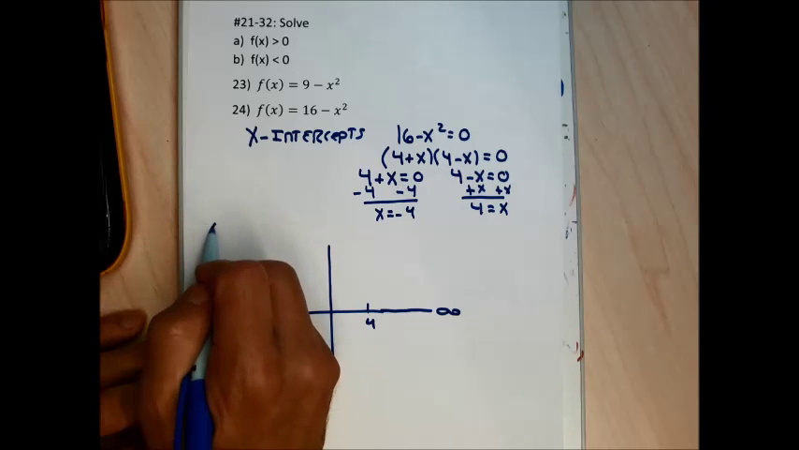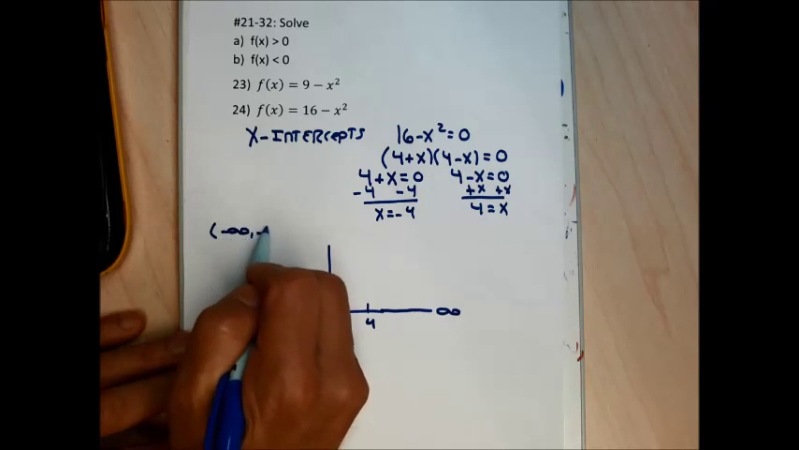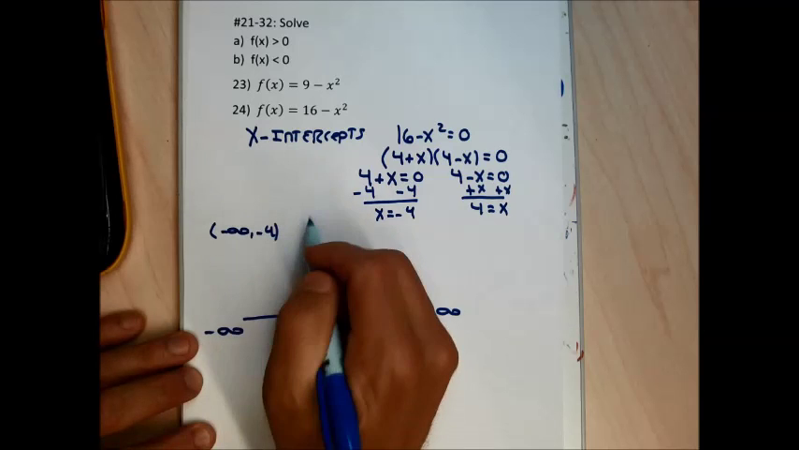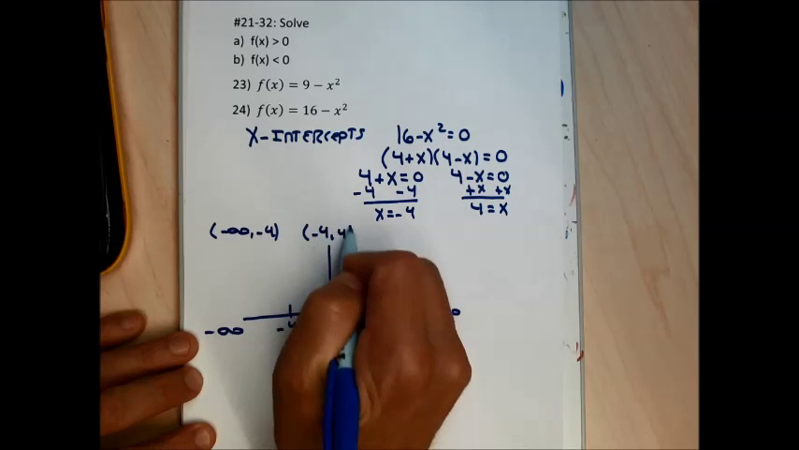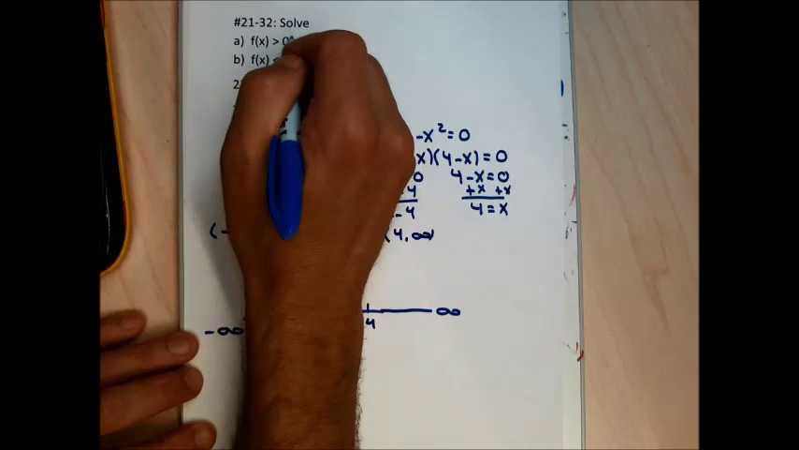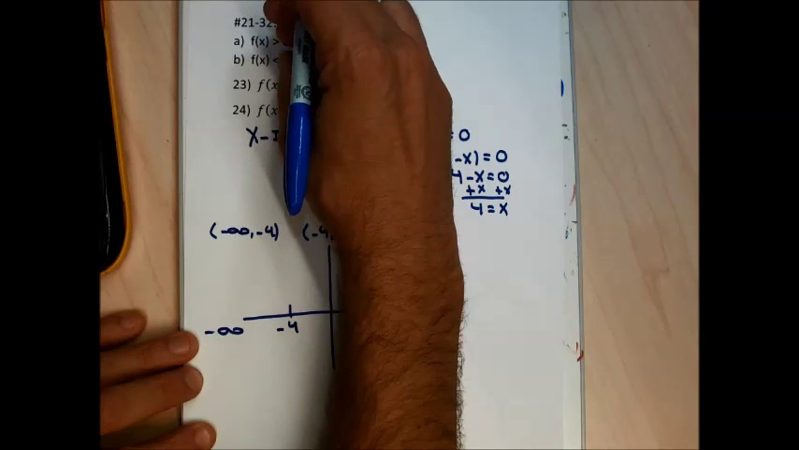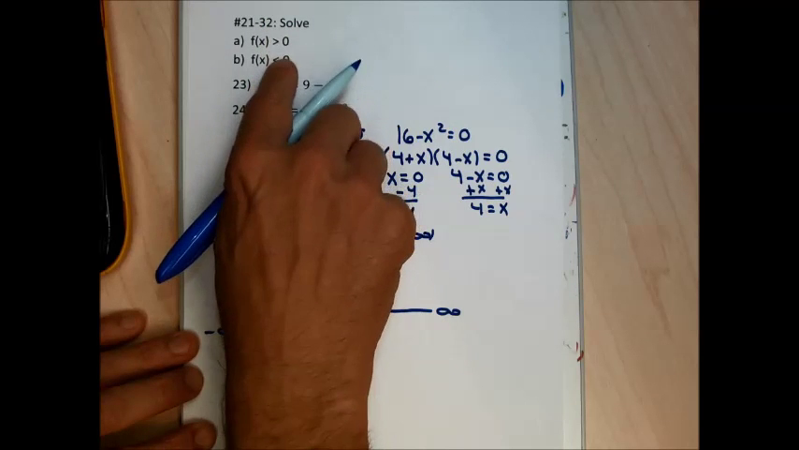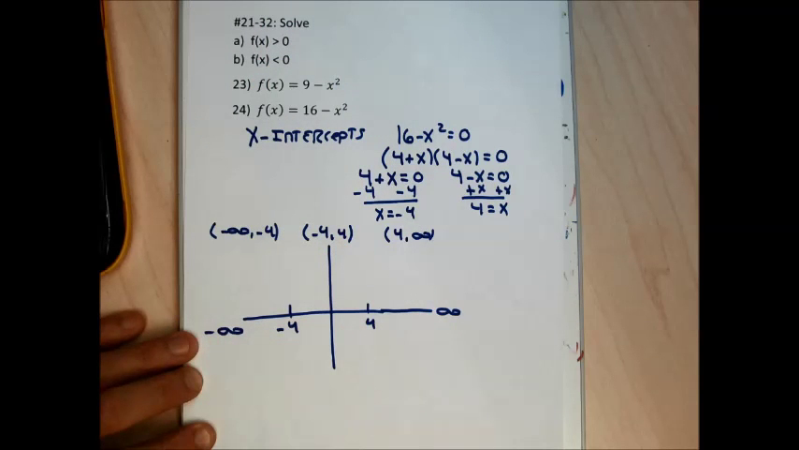The intervals that are going to be called out are the interval from negative infinity to negative 4, the interval from negative 4 to 4, and the interval from 4 to infinity. All round brackets because neither one of these has an or equal to. If I had an or equal to in the questions, the x-intercepts would get square brackets.